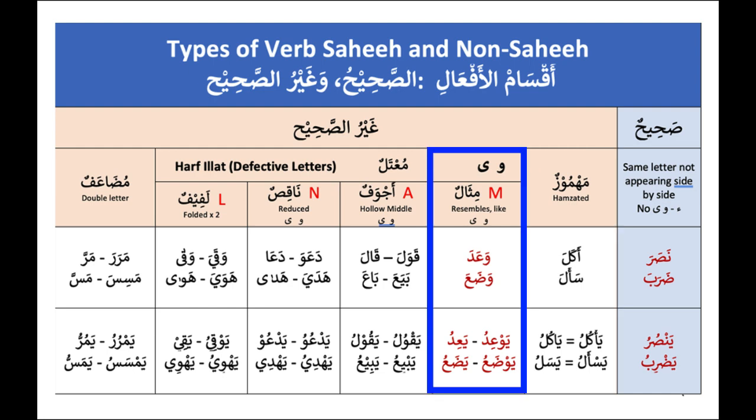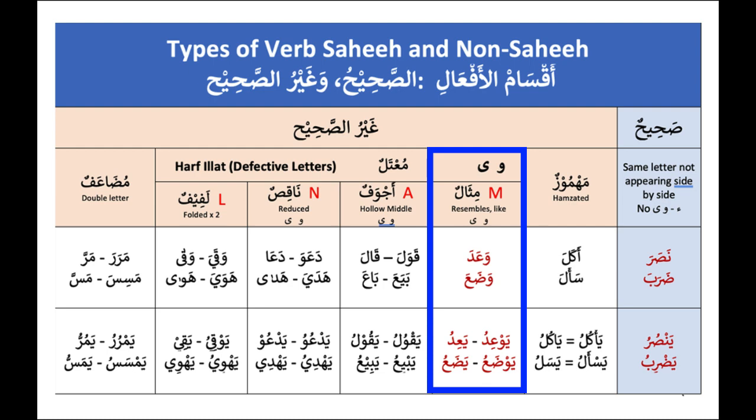Let's look at the next type of ghayru sahih verb. That is called mu'tal, having harf illat. That is called defective letters. And the letters are waw or ya. It may appear at the beginning of the verb. It may appear in the middle of the verb. It may appear at the end of the verb. Also, it may appear more than once inside the same verb.